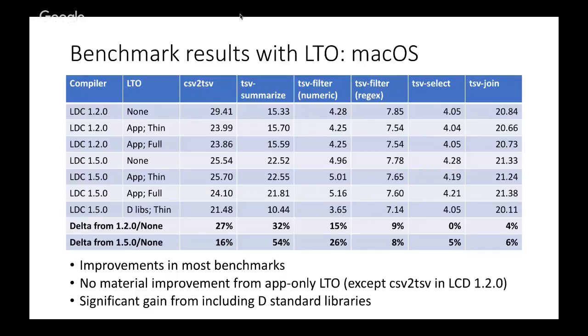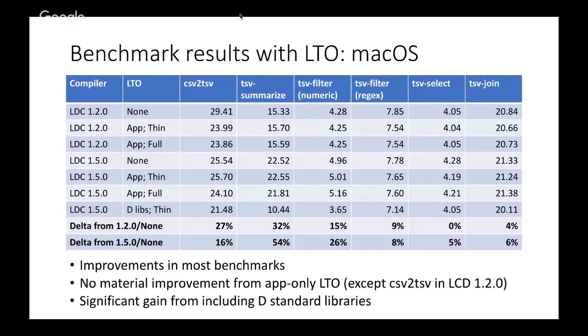Now LDC 1.5 came around. You see, it's actually improved over 1.2 in the CSV to TSV, but most of the others still suffered that regression. And then if you look at the app, thin and full, so thin is obviously using thin LTO, full is using full LTO, app is just the application code.